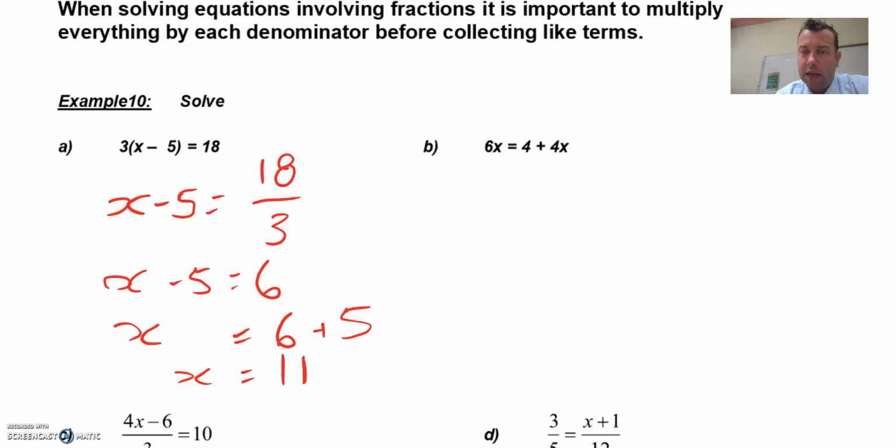Now, let's have a look at the second question here. I have probably an easier example, I think. Different steps. What I want to do to begin with here, I want to get all of my variables, that is terms with an unknown in them, all over on the left-hand side. So I'm going to subtract 4x from both sides. There's a 4x here, I'm going to subtract it. Subtract 4x here. There we go. First step.